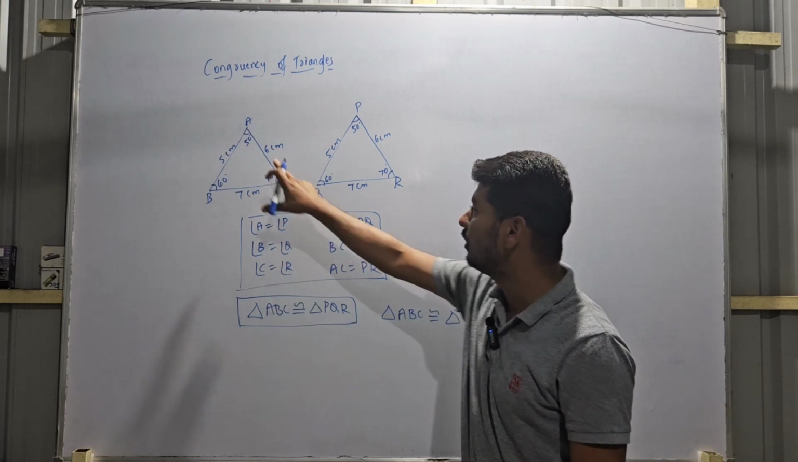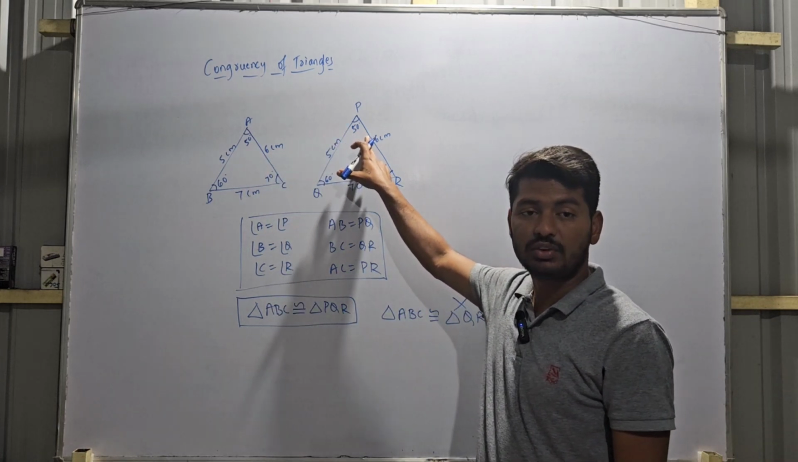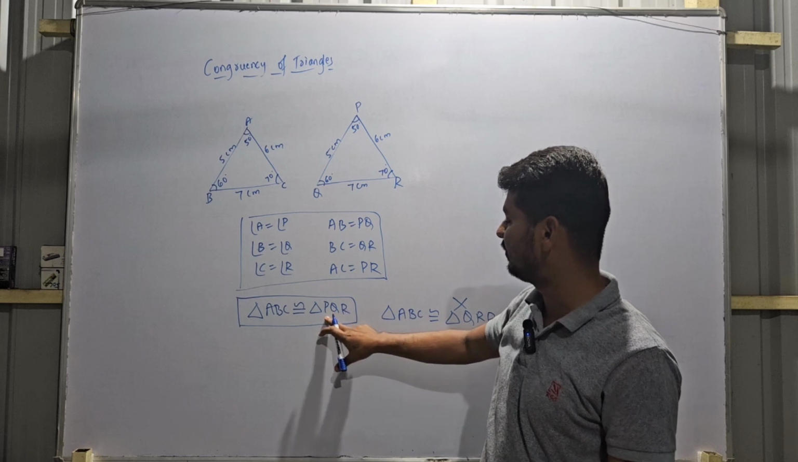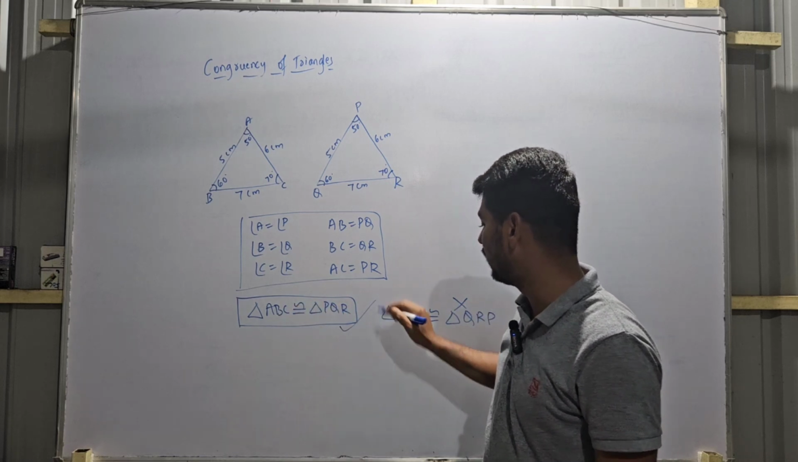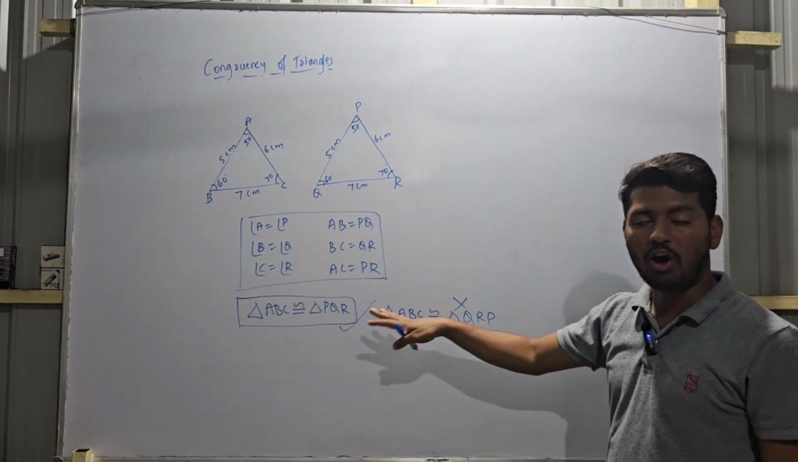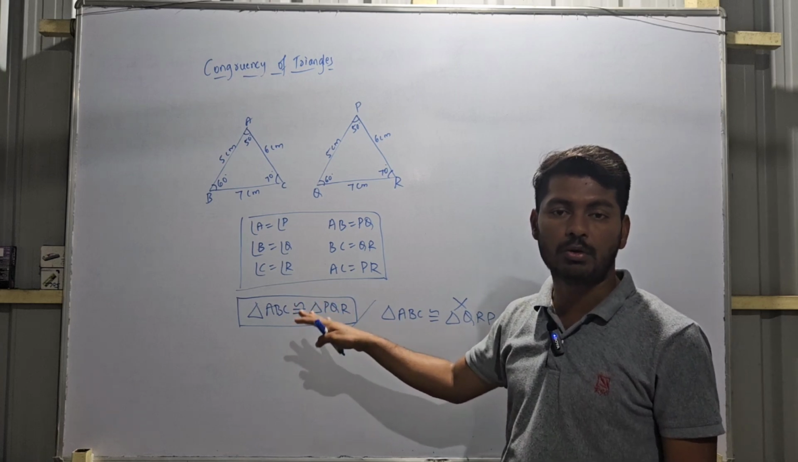What is angle A? 50. The 50, which is the 50 angle here, that must become first. So this is the correct one, not this. The order is very important.